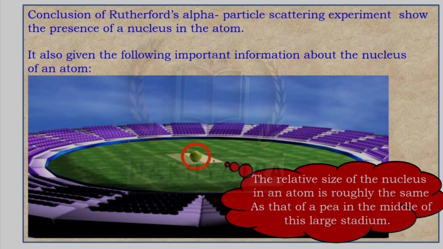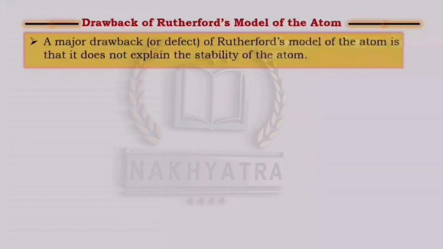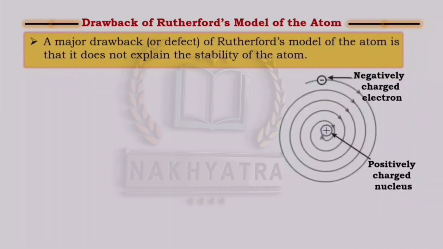Alright, clear everyone? Now see the drawback of Rutherford's model of the atom. The major drawback is that it does not explain the stability of the atom.